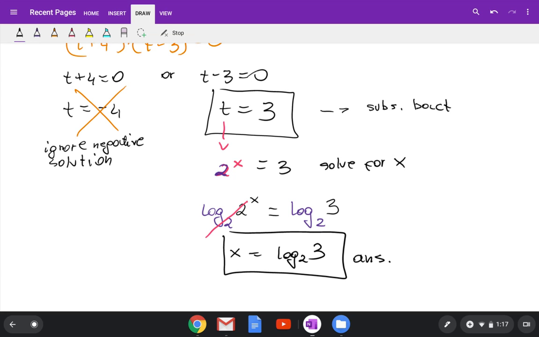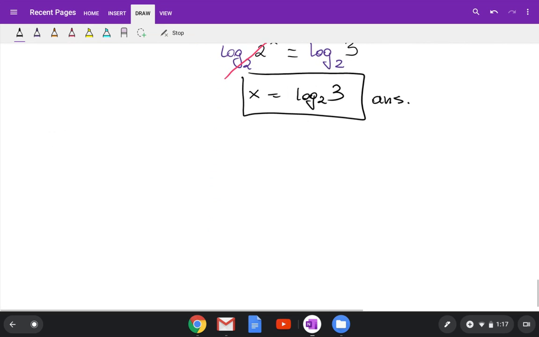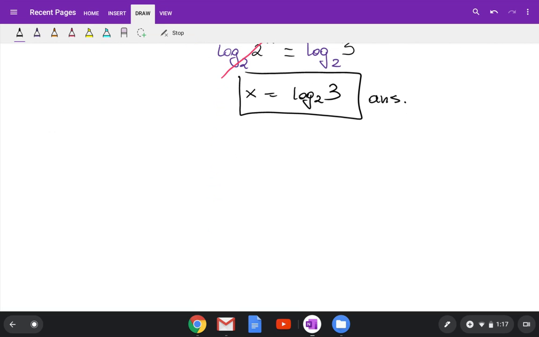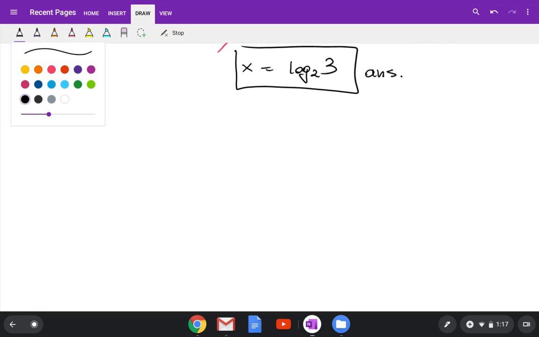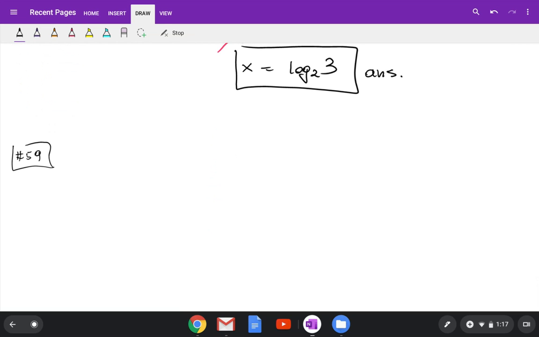I want to do one extra example. The exponential equation is quadratic in form. So we're going to do number 59 from your textbook, section 6.6. We have 3 to the power of 2x plus 3 to the power of x plus 1 minus 4 equals 0. So a couple of things I want you to do.